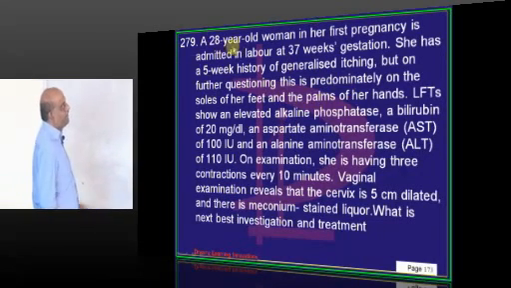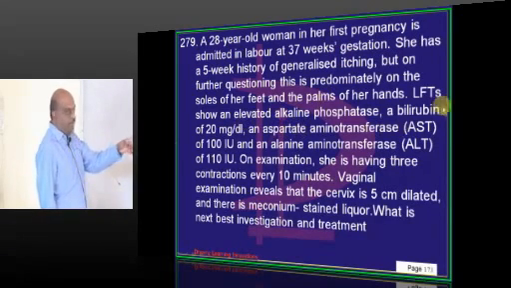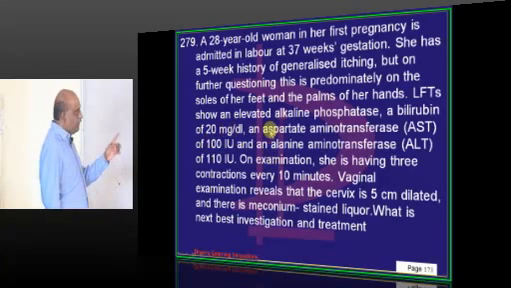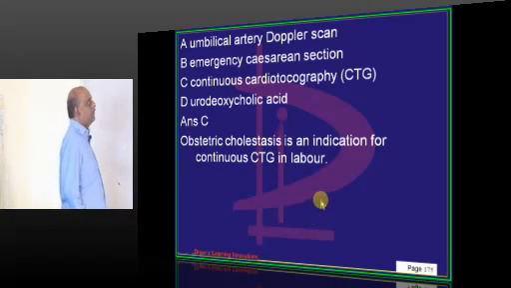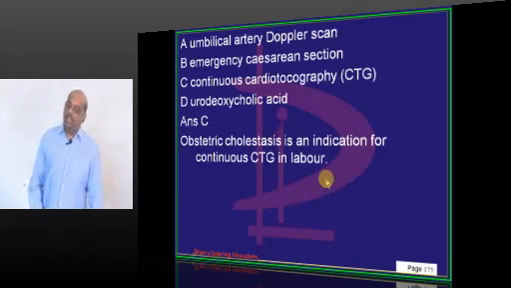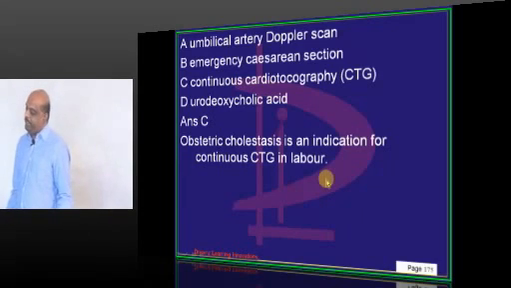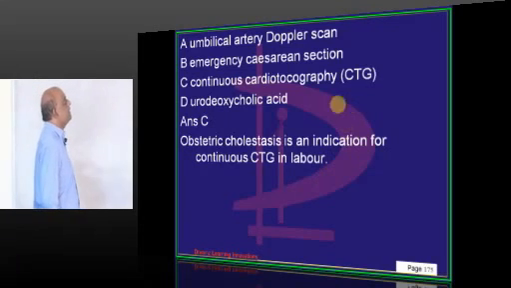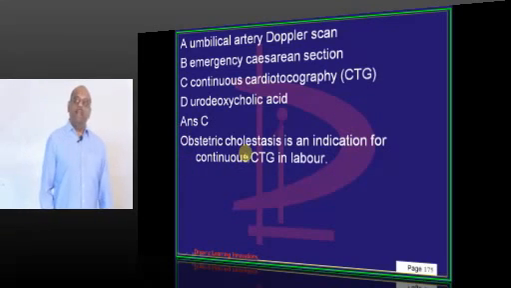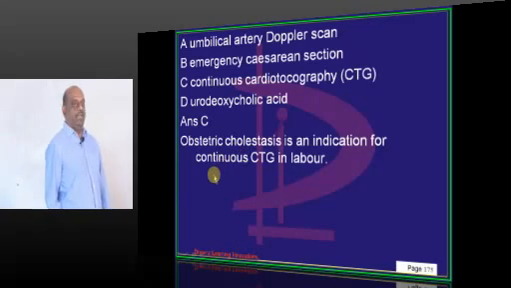A 28-year-old female in her first pregnancy admitted at 37 weeks of gestation. LFT shows elevated alkaline phosphatase and a bilirubin of 20, and she is having 3 contractions, and vaginal examination shows cervix 5 cm dilated and there is a meconium stained liquor. So what she is having, the clinical problem, is called obstetric cholestasis. Whenever obstetric cholestasis is there, it is an indication to do continuous tocography during the labor.